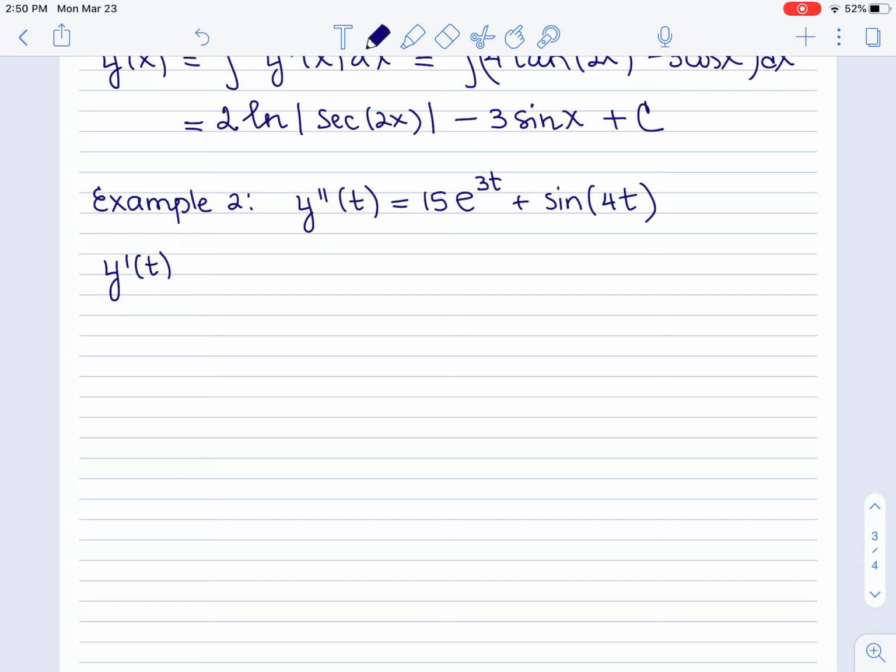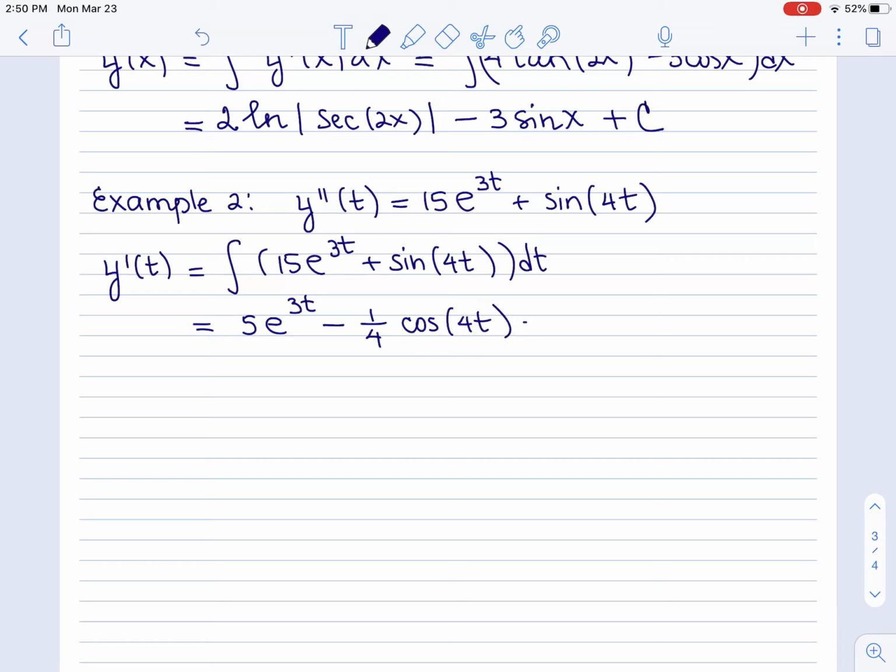For the first integral, we get y prime of t. Okay, so y prime of t is the integral of this expression right here. Okay, everything is straightforward to integrate, so this is 5e to the 3t minus 1/4 cosine of 4t, and let's say plus c1. Okay, so that's the antiderivative of y double prime.